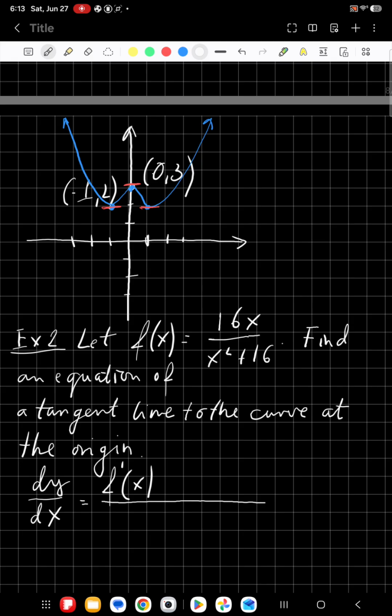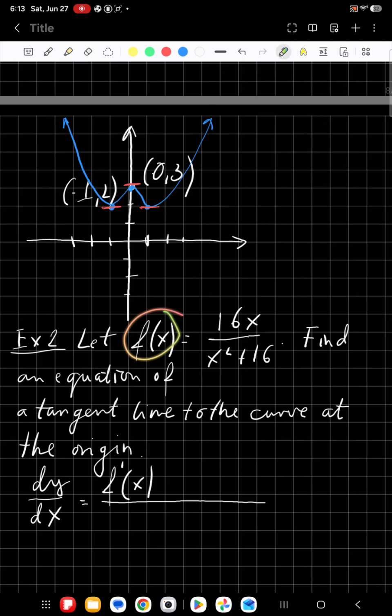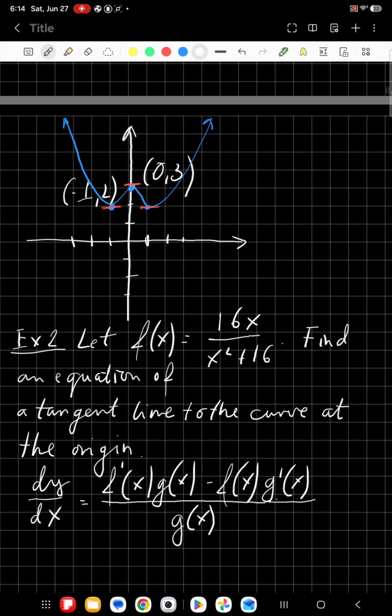Right, so we could change this, maybe it would be better to change this to y, but anyway. I hope you understand that f is going to be the top function and g is going to be the bottom function. So f prime of x times g of x, I'm just writing the general formula, minus f of x times g prime of x, and the bottom is g of x squared.